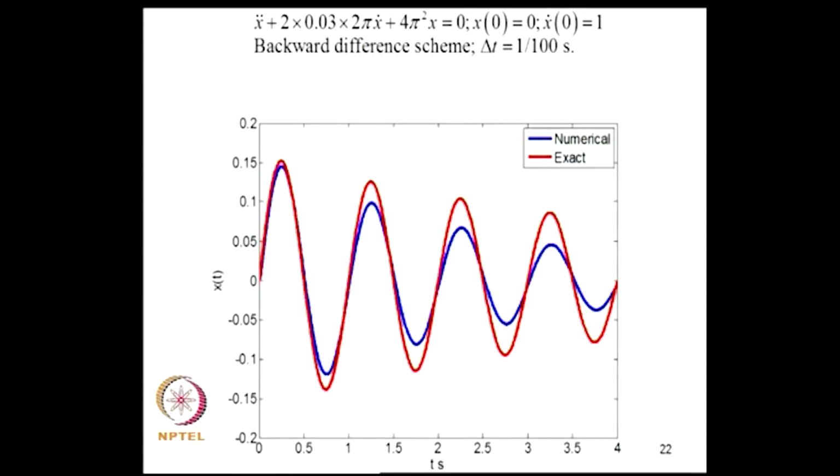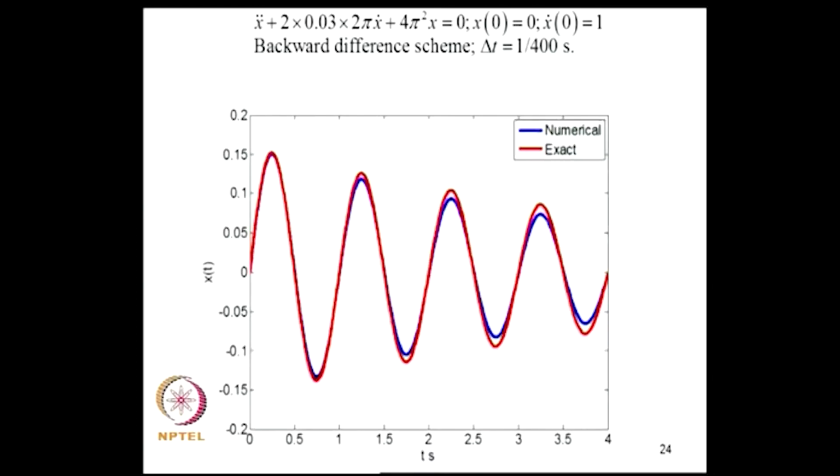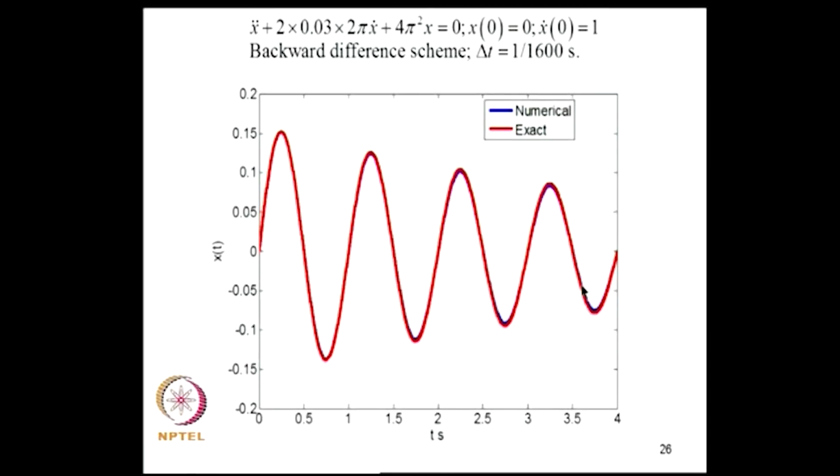100 points, still not good enough. 200 points, there is improvement, but still not acceptable. 400 points, we are nearing acceptance, but still not quite there. 800 points seems okay, but still there are differences. 1600 points, the comparison is pretty good.